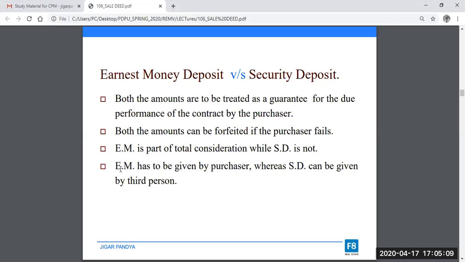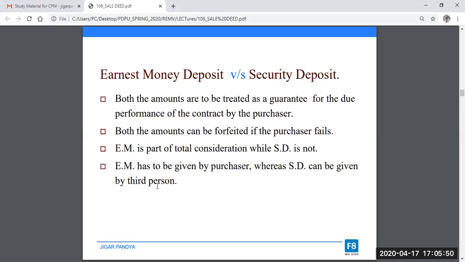Another key difference is that while EMD has to be given by the purchaser, security deposit can be given by a third person. So you can imagine a situation where you are buying a property through a legal consultant or a solicitor or a broker, and neither of the parties, that is buyer and seller, trust each other. In that case, the security deposit can be given by the third person, in this case, a solicitor or a real estate broker, because he may trust both the parties that this deal will happen.